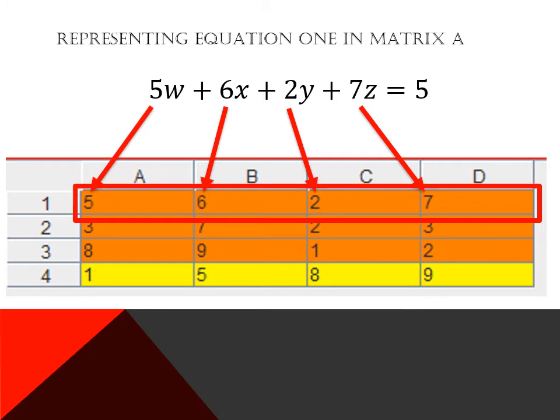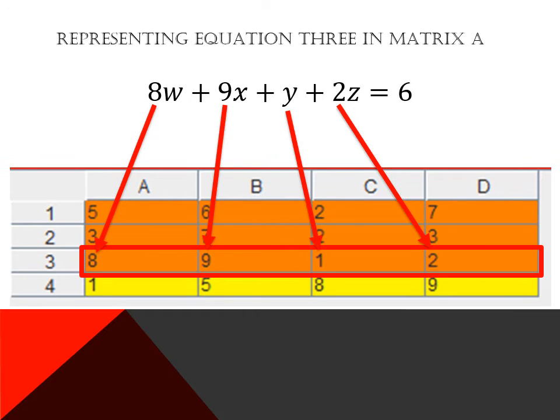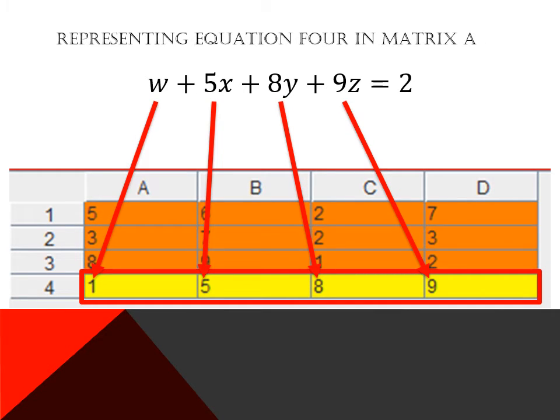Here equation 1 is being represented in the first row of the A matrix. The coefficients that each variable is multiplied by are entered into the column corresponding to that variable. In the same way, equation 2 is represented in row 2 of the A matrix. Equation 3 is represented in the same manner as equations 1 and 2 as shown on the slide. Equation 4 is represented in the fourth row of the A matrix.